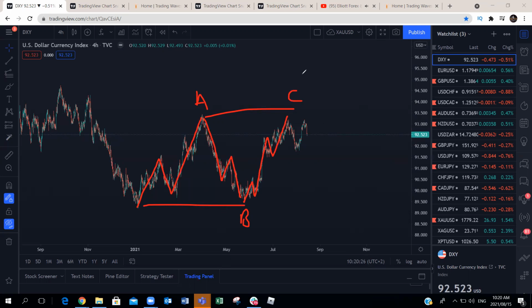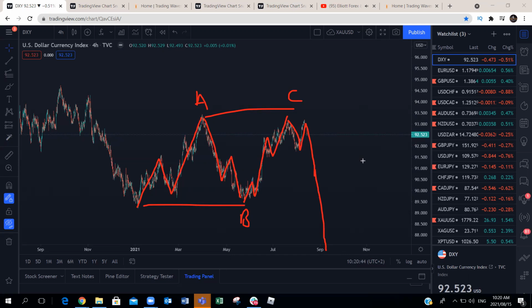So then if that is the end of the move here, now we are looking for this to start making a move to the downside. And that means that all this correction here on the DXY is done, and we're going to start looking for moves to the downside. So that's what we're going to start looking at now on the DXY.